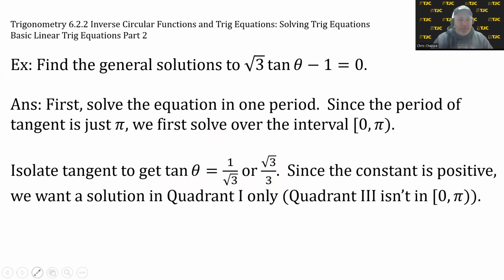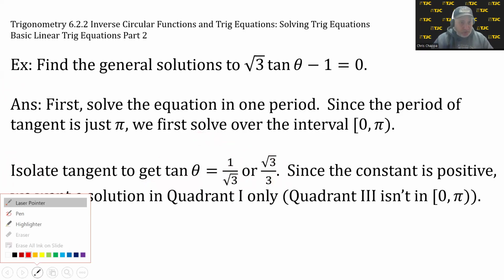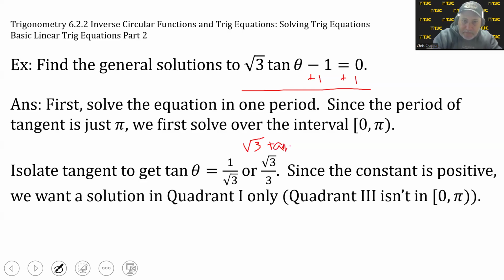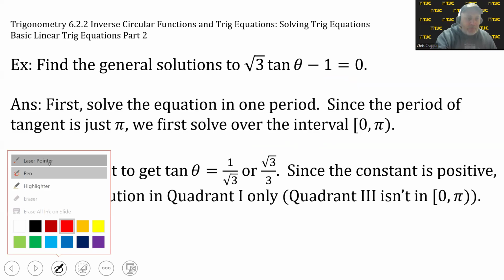This should be fairly transparent. All we would have to do is add 1 to both sides. That would give us square root of 3 tangent theta equals 1. And then we would divide both sides by the square root of 3, which would give us tangent of theta equals 1 over the square root of 3, or if we rationalize the denominator, square root of 3 over 3.